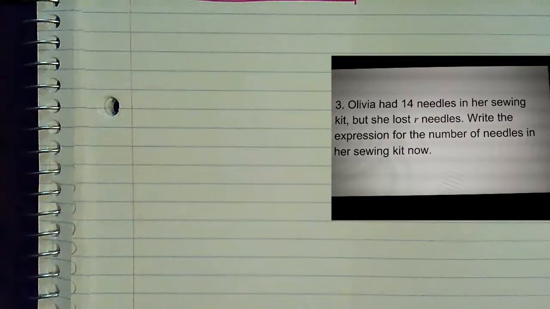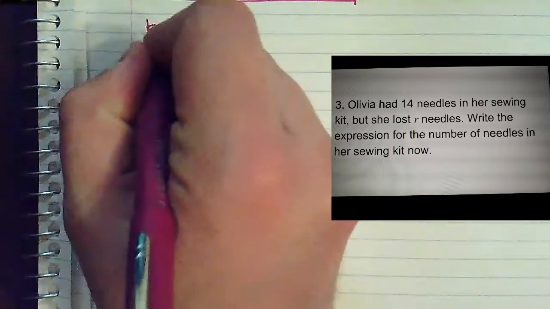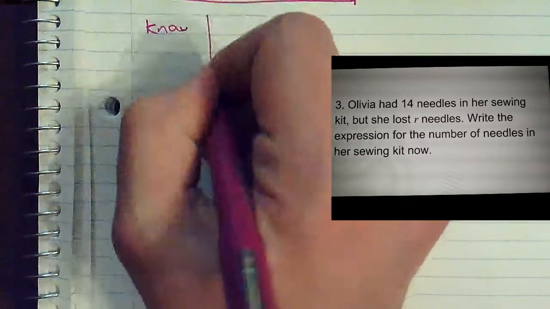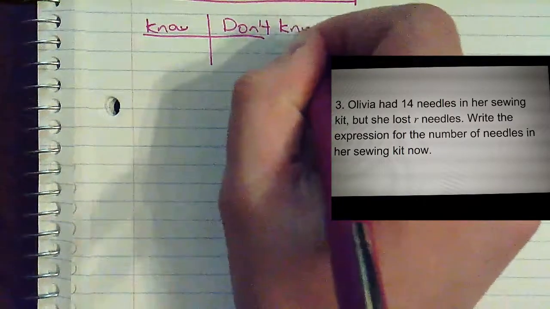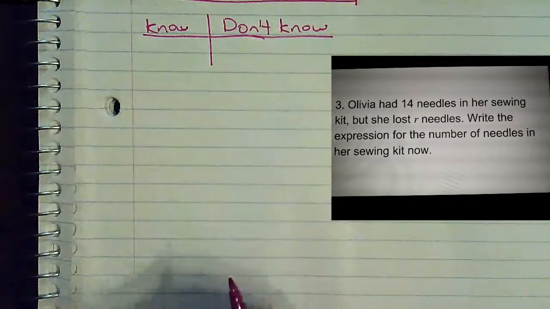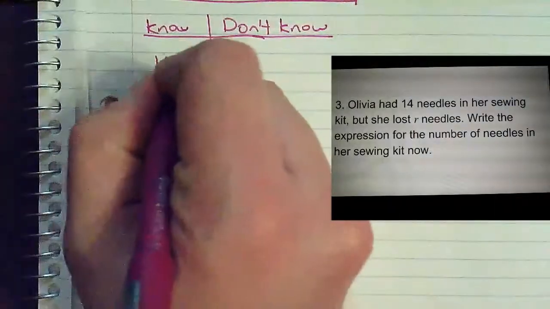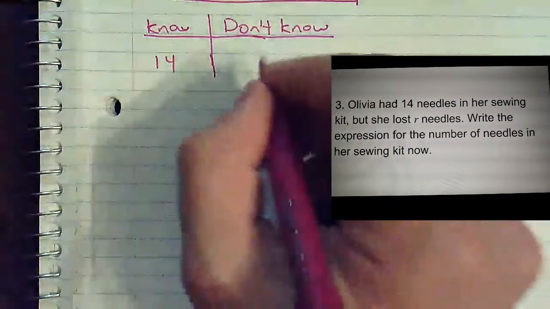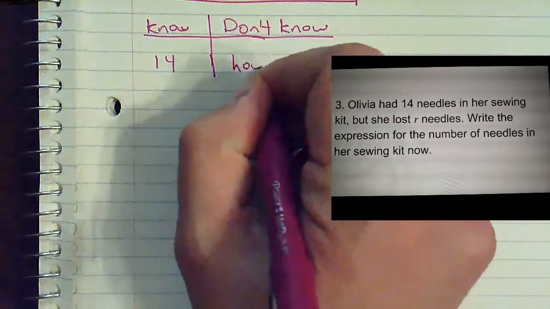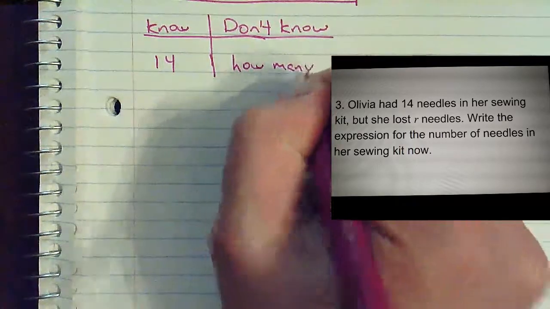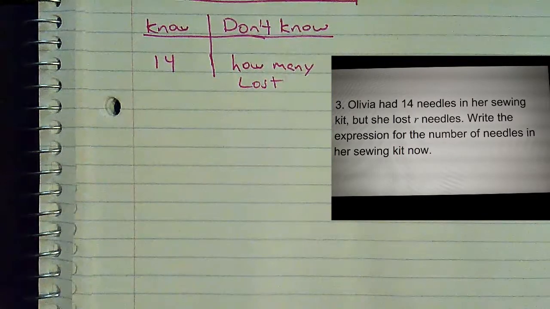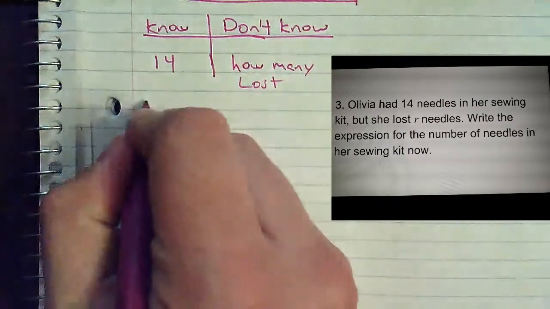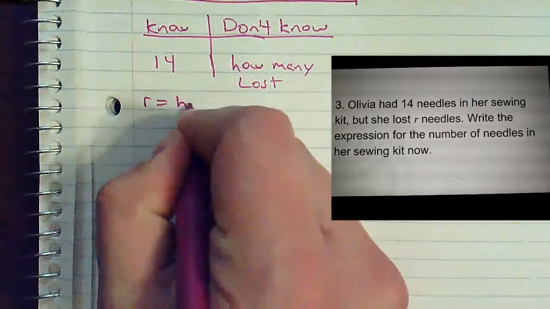So with this problem right here, Olivia and the needles are what we know, and what we don't know. The know is 14 needles. What we don't know is how many she lost. Okay? And it says we're going to use the variable of R to represent how many are lost.